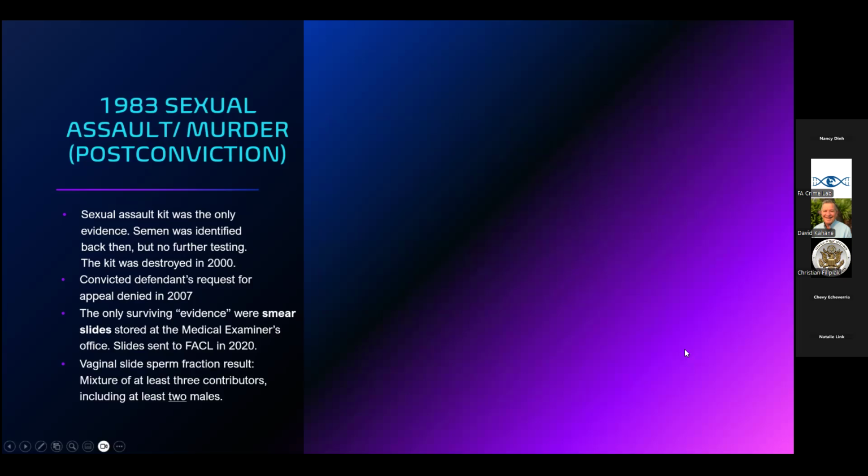In the end, the most usable result I got was from the vaginal slide. In the sperm fraction, there was a mixture of at least 3 contributors, including at least 2 males. One male can account for about 76% of the DNA, while the other male accounted for about 5% of the total DNA. The remaining DNA comes from the victim. So I processed the defendant's DNA, and he was eliminated.